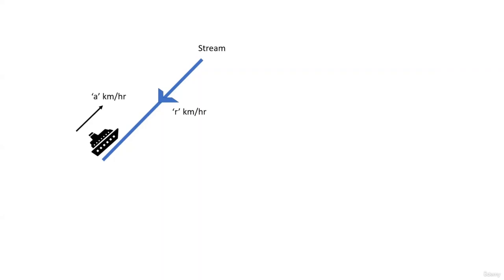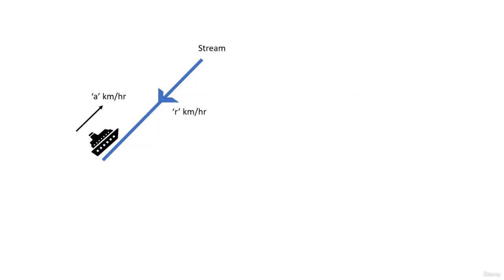Now let's avoid the confusion with relative speed. First of all, this is not the concept of relative speed. Why? Because here the water surface of the stream and the boat are in contact. In relative speed, two objects are moving with respect to each other, but here the ship is moving on water. So that is the difference here.